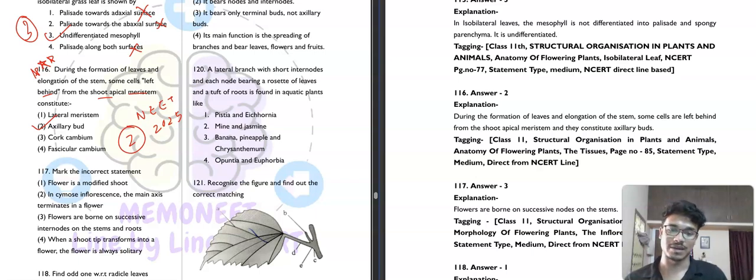Then question number 170. Mark the incorrect statement. Flower is a modified shoot, correct. In cymose inflorescence, you know that there are two types of inflorescence. One is racemose, one is cymose. The main axis terminates in a flower. Yeah, the main axis terminates in a flower in cymose, absolutely correct. When flowers are borne on successive internodes on stem and roots. No, flowers are borne on successive nodes on the stems, not the roots. Do you see any flower on the roots? I don't think so. Then when a shoot tip transforms into a flower, the flower is always solitary. Absolutely correct. So which one is the incorrect? The third option is the incorrect one.